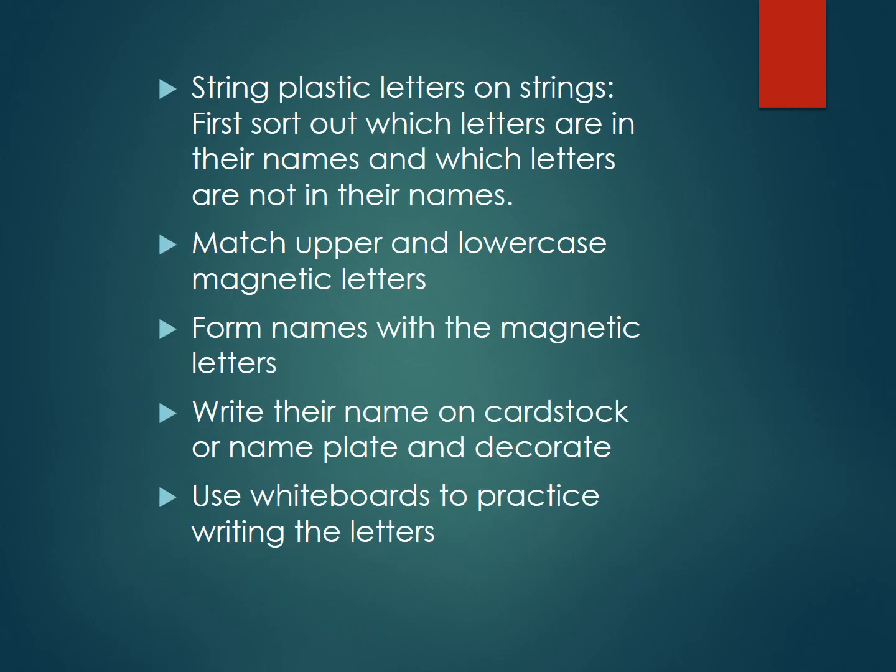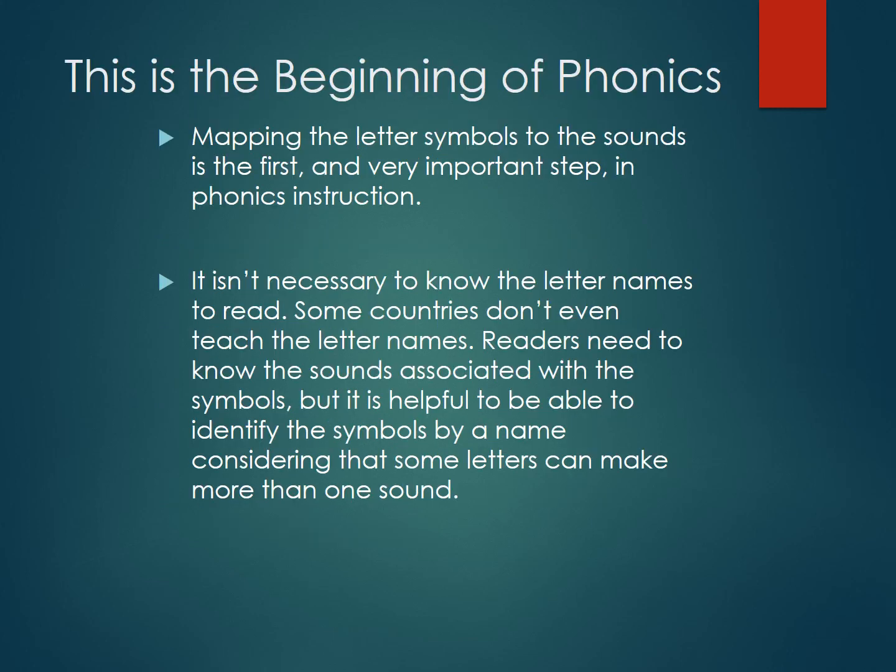You can string plastic letters on strings. You can purchase these little plastic letters, so it's just like making a necklace of their name or other words that they know. Have them match upper and lowercase magnetic letters. Form their names with the magnetic letters. Write their name on cardstock or a nameplate and then have them decorate each of the letters. Or use whiteboards to practice writing the letters.